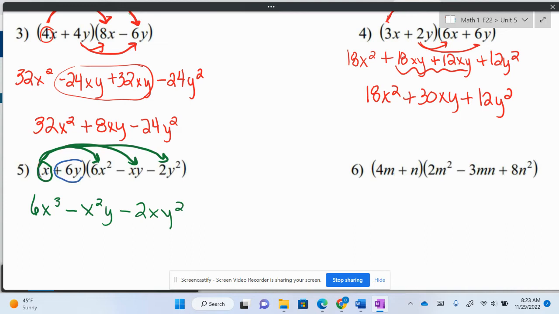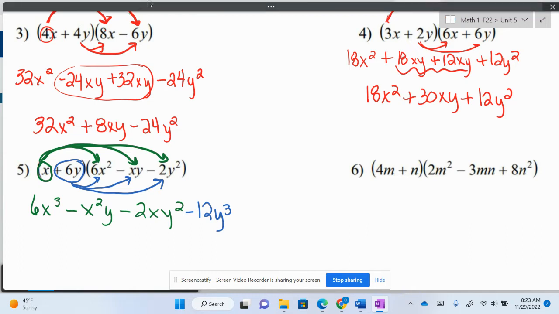Now I'm going to grab a different color, and I'm going to do the second term of the first parenthesis, which is a positive 6y, and I have to multiply that by each term in the second parenthesis. So 6y times a negative 2y squared gives me, well, positive 6 times negative 2 is negative 12. And what happens to my y's? They become y cubed, right?